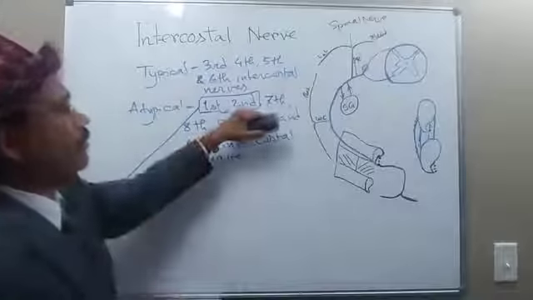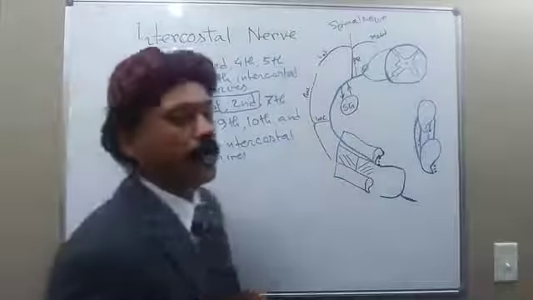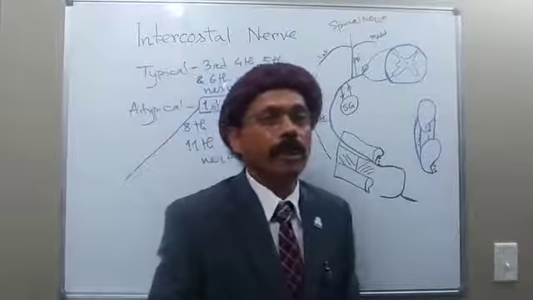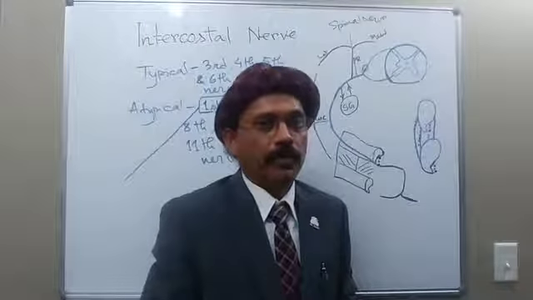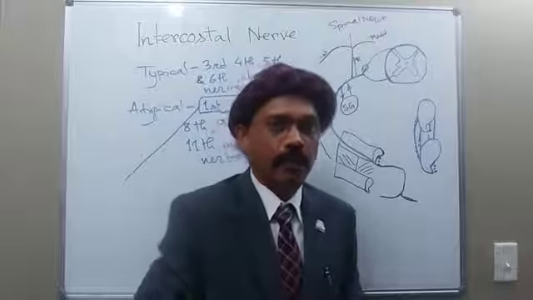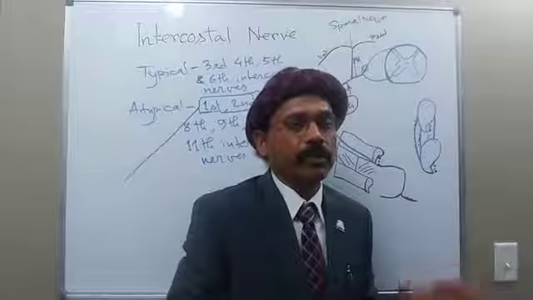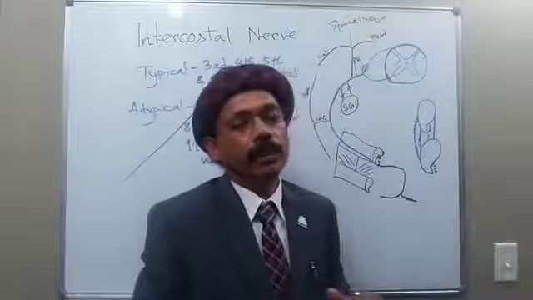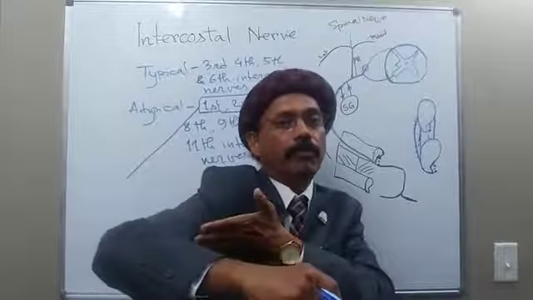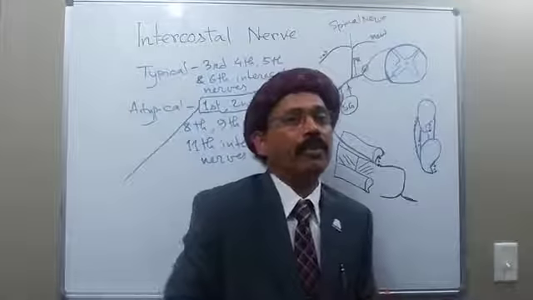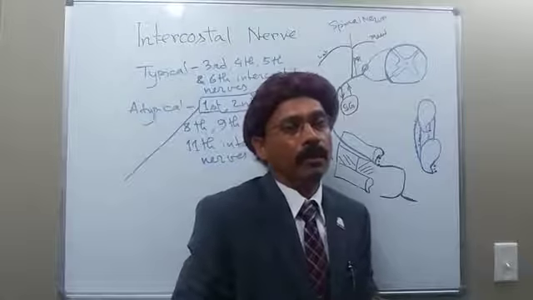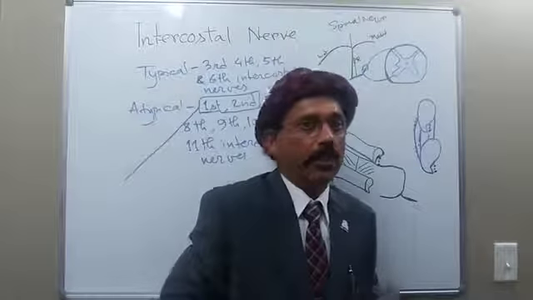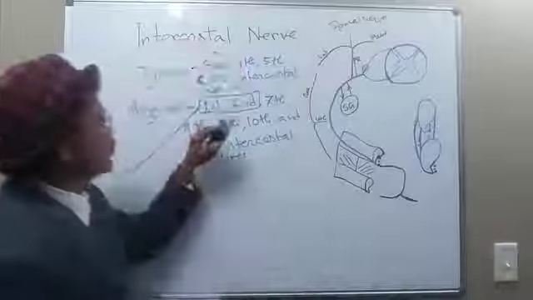The second intercostal nerve also gives a branch called the intercostobrachial nerve. This is the lateral cutaneous nerve of the second intercostal nerve. It innervates the axilla, the floor of the axilla, the upper part of the medial aspect, and also the posterior aspect; the upper part of the skin of the axilla is covered by the second intercostal nerve.